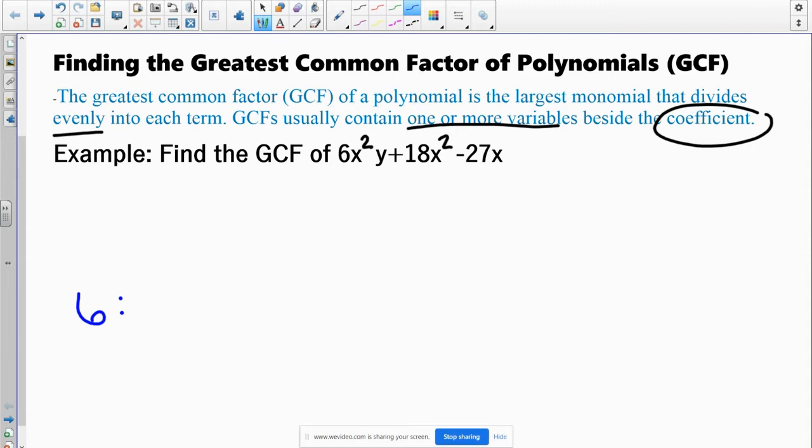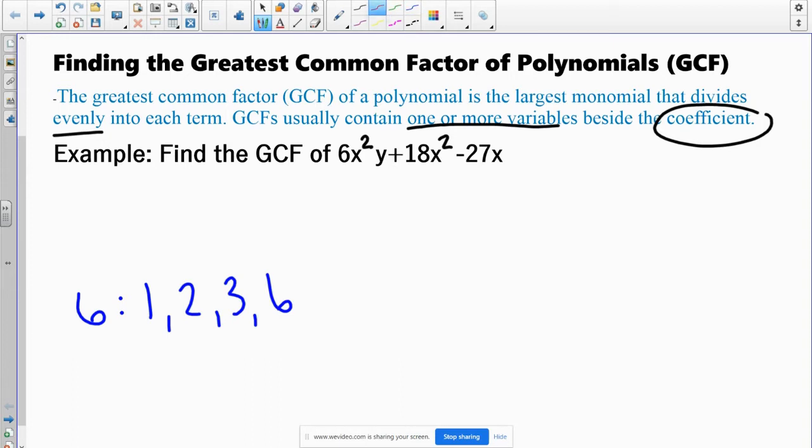For 6, I always start with 1. So 1 and 6, I'll write that down. Then I go to 2. Yes, 2 goes into 6, and 2 times 3. Then 4, nope, not evenly. 5 doesn't divide into 6, and the last one is 6. So there are my factors of 6.